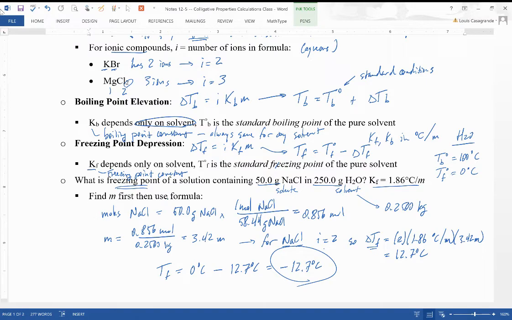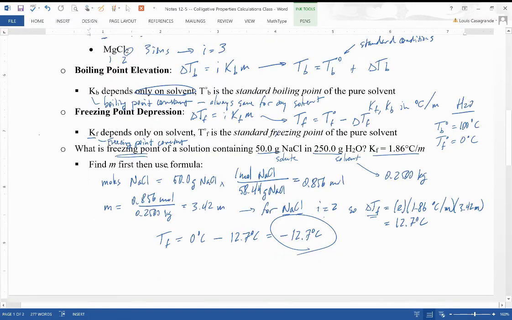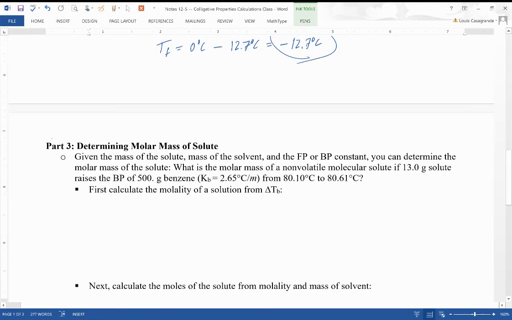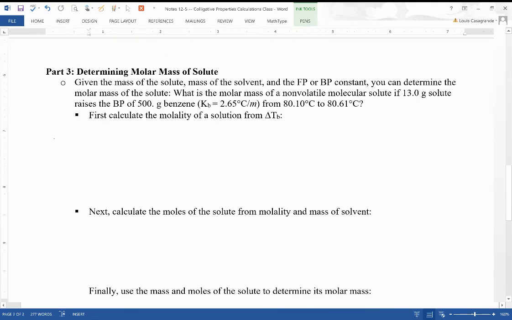Now, another cool thing about molality calculations is that you can use them to determine the molar mass of your solute. And the way it's going to work is this. It's a 3-step process. If you take your solute and dissolve it into a solution and measure either the freezing point or the boiling point, we'll know the mass of the solute, the mass of the solvent, and either the freezing point or boiling point. We're then going to be able to determine the molar mass of the solute. And here's how that's going to work.